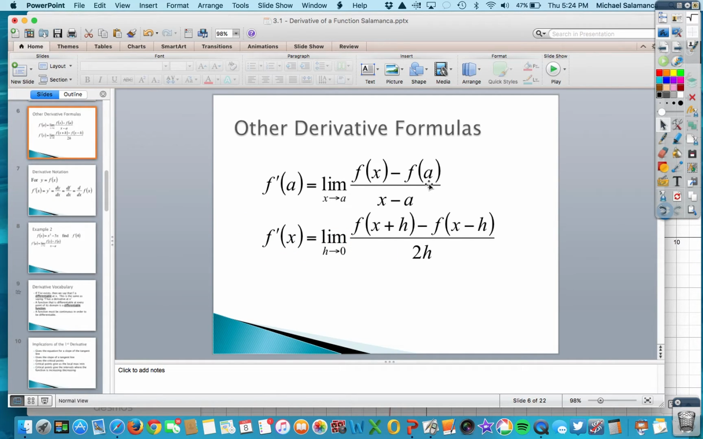So here are a couple other forms of the derivative. So f prime of a is equal to the limit as x approaches a for f of x minus f of a, all divided by x minus a. And we have the following just below it. The big difference here is we're kind of finding the average at some interval h, a little bit above x and a little bit below.